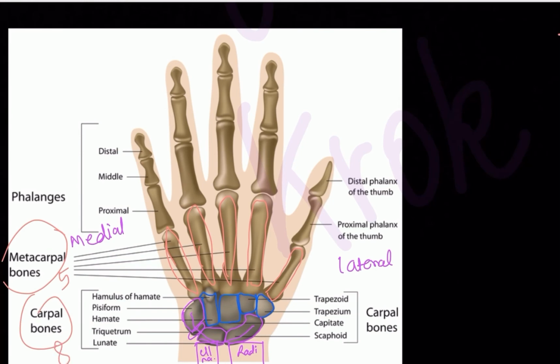Now phalanges. What are phalanges? Basically your fingers. You can see you have divisions in your finger, right? Your finger is divided into 3 parts. The part which is very near, we call it proximal. In between, we call it middle or intermediate. The part towards the end, we call it distal, right? So there is proximal phalange, middle phalange, and distal phalange.